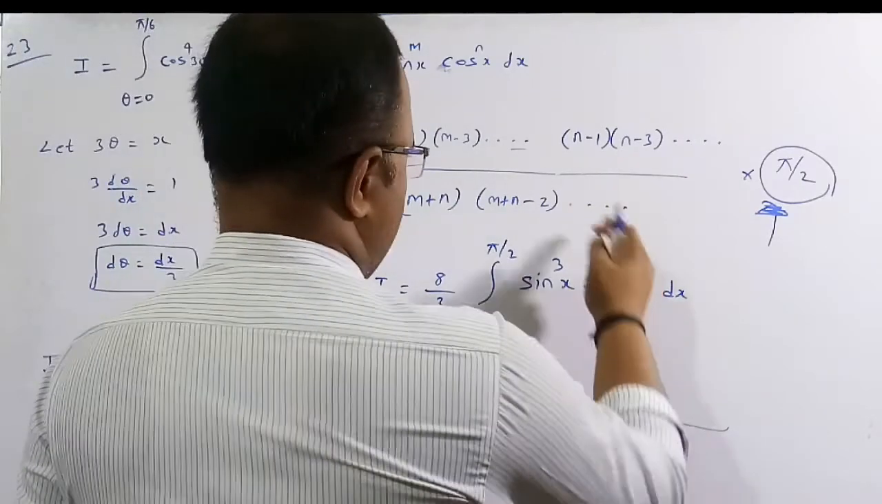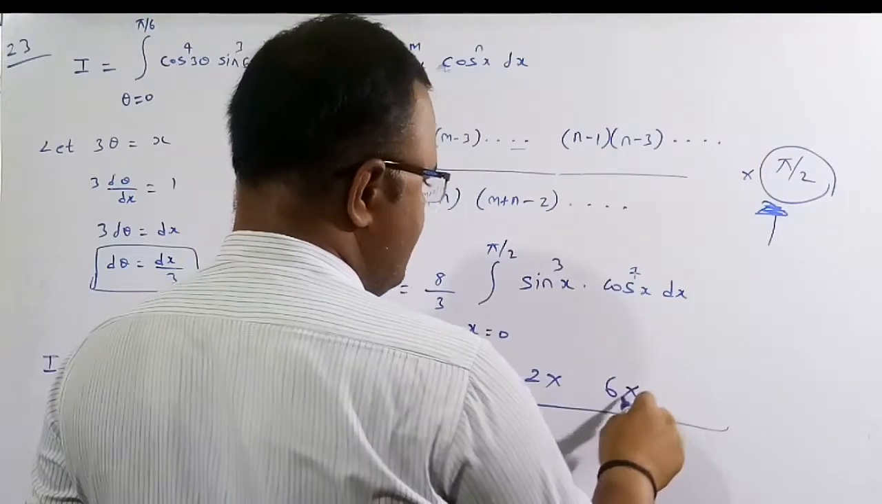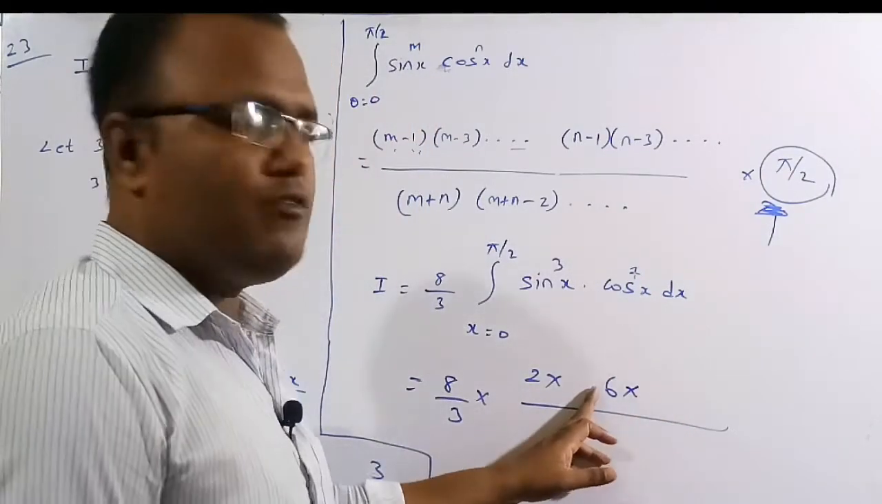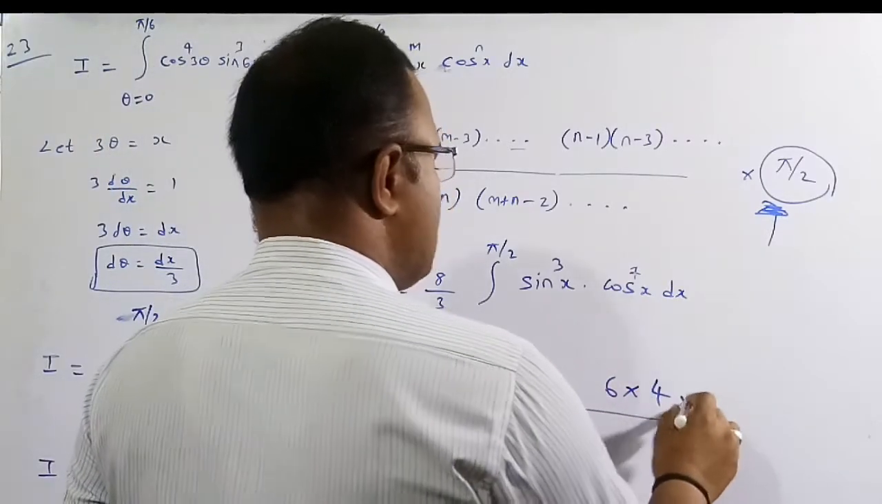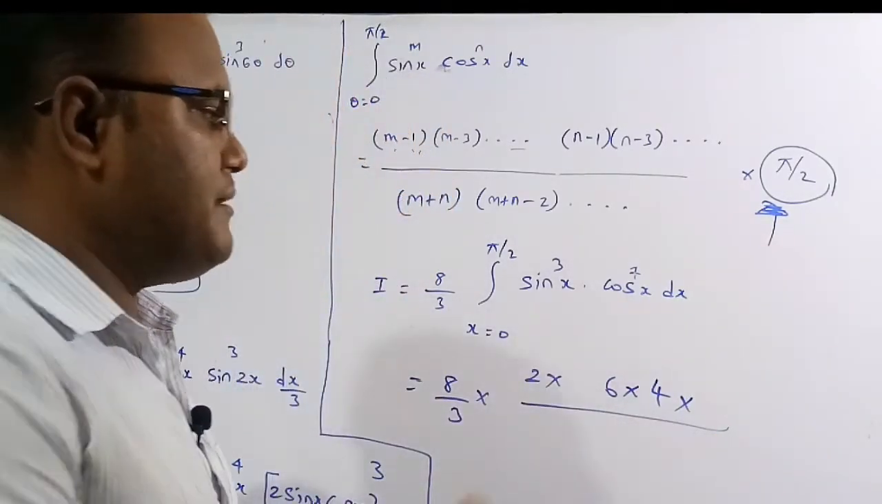And now for this 7th one. 7 minus 1 is 6, into, after 6 the value is 5. 5 we must not write. The next value you have to go for is 4, and then after 4 it is 3. 3 we must not write. The remaining value is 2.